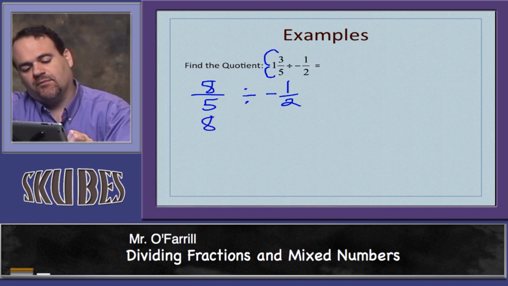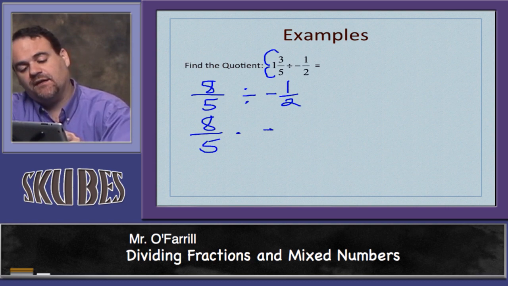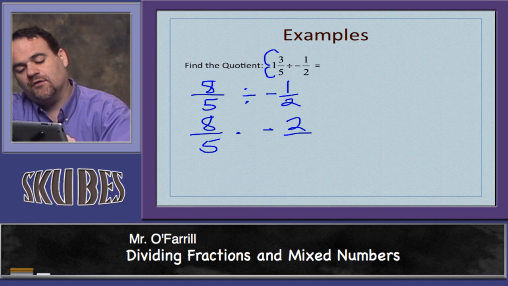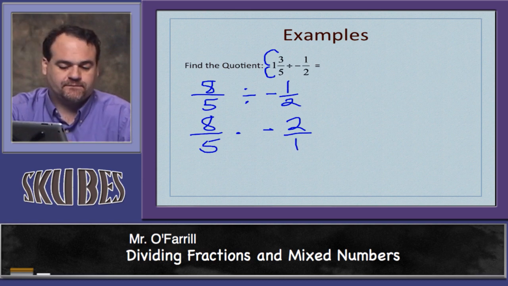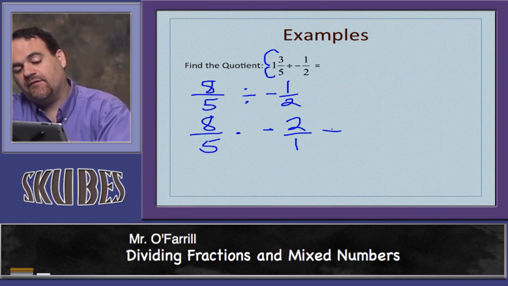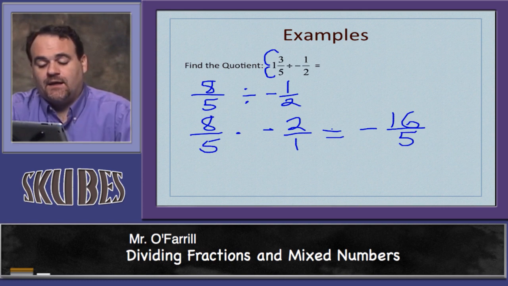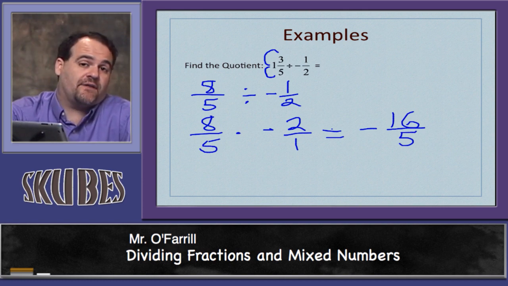Now we'll rewrite the problem. 8/5 times the reciprocal, which is negative 2 over 1. Anything in common top to bottom? No. We again have a negative times a positive, so the answer is negative. And we're going to get 16/5. Personally, I'd like to leave the answer that way.